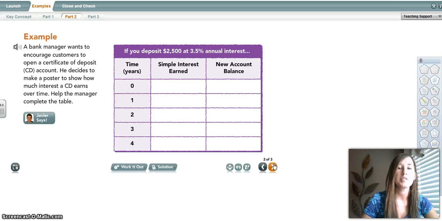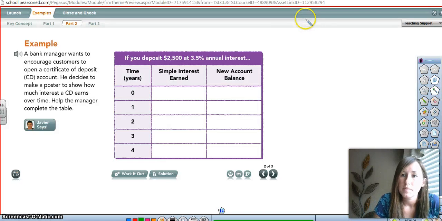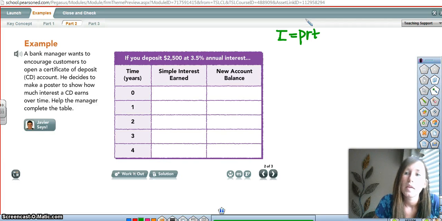A bank manager wants to encourage customers to open a certificate of deposit account. He decides to make a poster to show how much interest a CD earns over time. Help the manager complete the table. Okay, so let's just do this work over to the side. We have our formula. The interest we're calculating. The principal is $2,500.